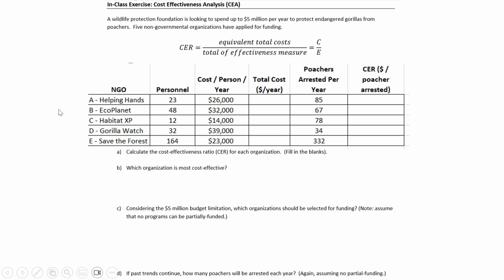So we're going to calculate the total cost of operation for each organization, the cost effectiveness ratio, and then with a $5 million budget limitation, you'll rank this, you'll sort it by efficiency, and there's an important stipulation here that no programs can be partially funded. So this is just saying that either you satisfy their full required budget or not at all. But the question is, which of these should receive funding in order to maximize the number of poachers that are arrested each year? All right, so let me hand out the paper.